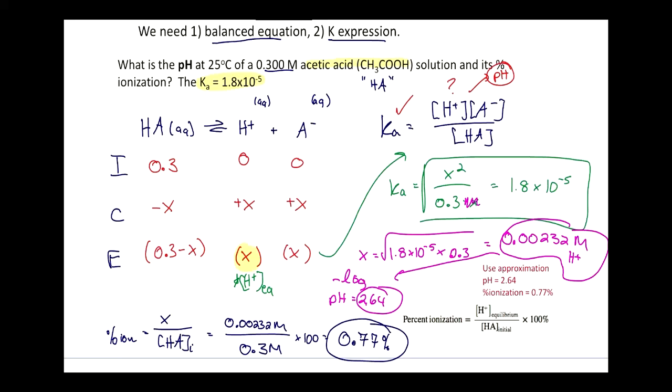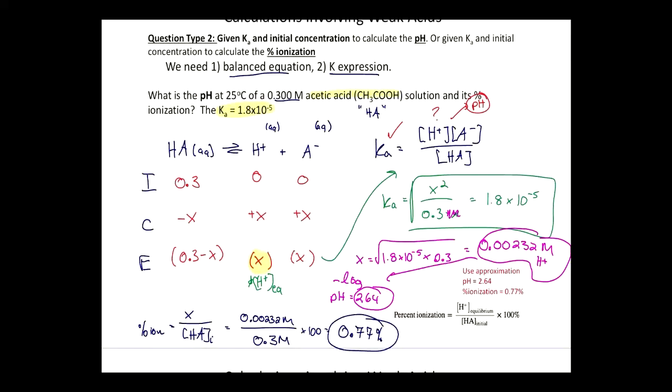And so what we see here, when we thought about approximations and the 5% rule, usually this approximation where we get rid of that minus x is only really valid if that percent ionization stays below 5%. Basically, we're saying less than 5% of our sample is becoming H+, so we can go ahead and just get rid of it in the denominator there. All right, so we got 0.77%, less than 1% ionized, so this solution is fine to make that approximation. So for both of these calculations, pH and percent ionization, you have all the information to calculate both.